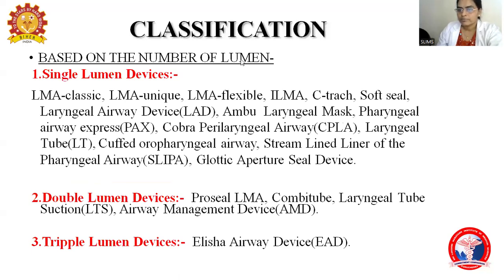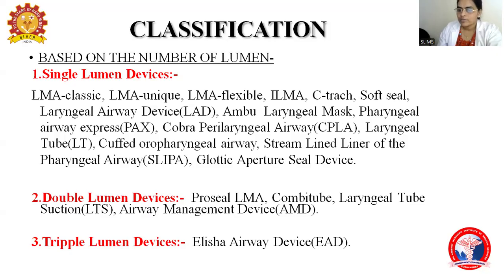Based on the number of lumens, they are single lumen, double lumen, and triple lumen devices. Single lumen devices include the classic LMA, LMA Unique, LMA Flexible, ILMA, C-Trach, SoftSeal, laryngeal airway device, AMBU laryngeal mask, pharyngeal airway Xpress, Cobra perilaryngeal airway, laryngeal tube, cuffed oropharyngeal airway, streamlined liner of the pharyngeal airway, and glottic aperture seal devices. These all come under the single lumen devices.